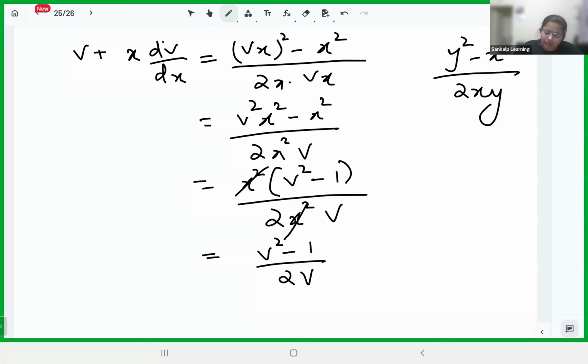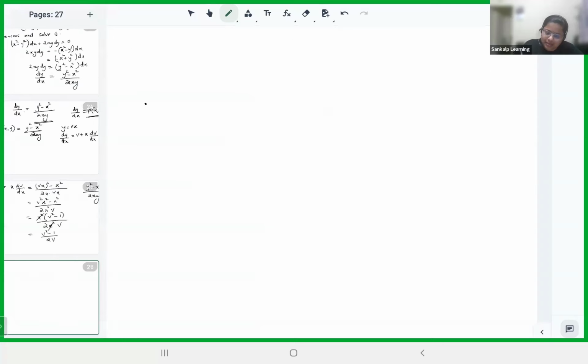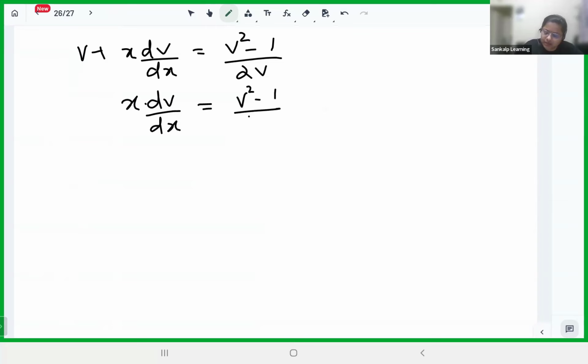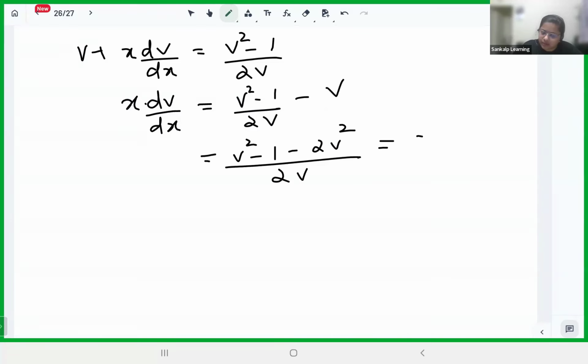All right. And v plus x into dv by dx is equal to v square minus 1 by 2v. Now, what is x into dv by dx? That is equal to v square minus 1 by 2v minus v. You do the cross multiplication. So, v square minus 1 minus 2v square by 2v. So, this is equal to minus v square plus 1 by 2v. Alright, so what is x dv by dx? That is equal to minus of v square plus 1 by 2v.